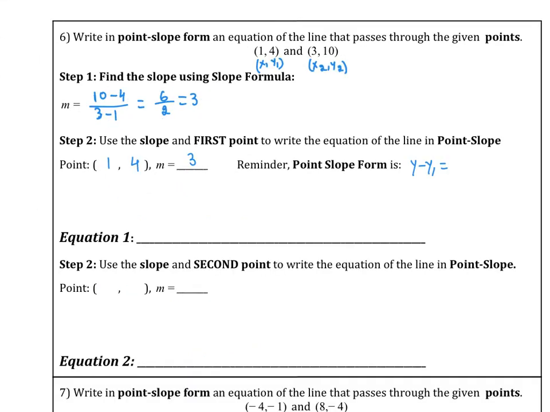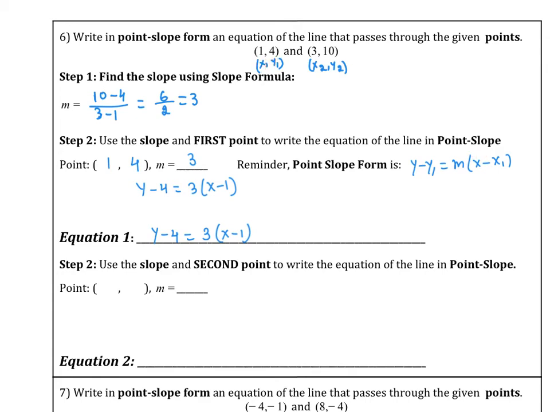Now let's discuss question number 6. Write in point slope form an equation of the line that passes through the given points. x1, y1 is (1, 4) and x2, y2 is (3, 10). The slope is going to be 10 minus 4 divided by 3 minus 1, which is 6 over 2, and that's going to be 3. Use the slope and the first point to write the equation in point slope form.